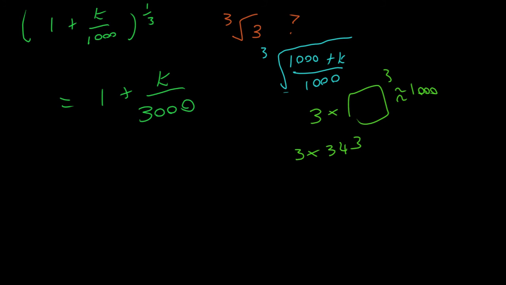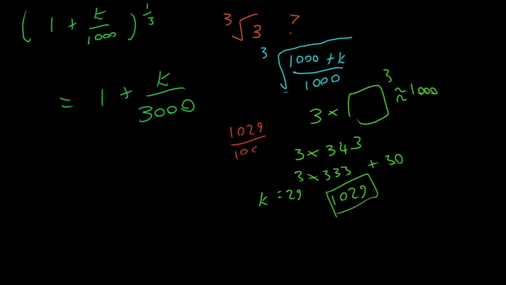So it's 3 times 343. Well, that's 3 times 333 plus 3 times 10, which is 30. So that's 99 plus 30. So that's 1029. Okay, 1029. So k is 29 might work. Because if k is 29, what this expression becomes is 1029 over 1000 cube root. What's that going to give us? That's going to give us 7/10 of the cube root of 3.